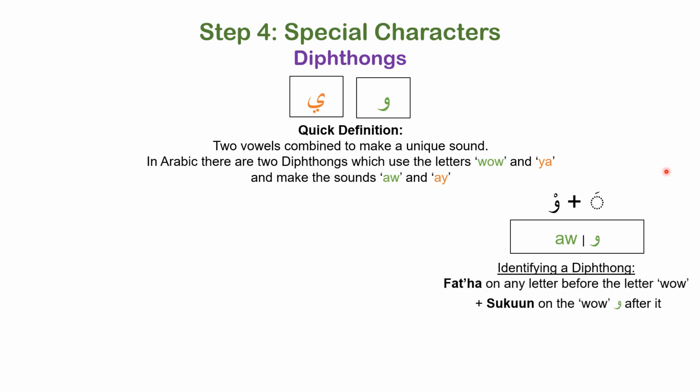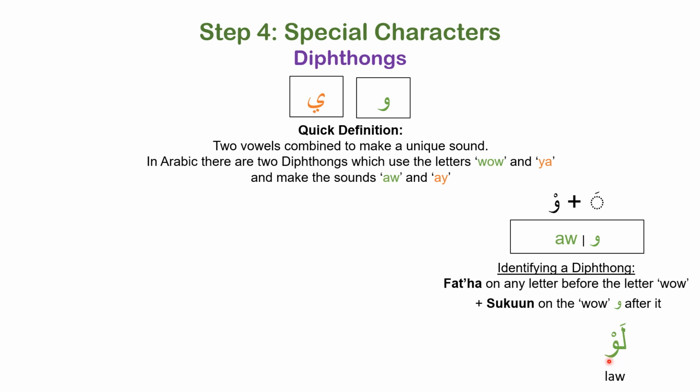So let's have a look at an example. Here we have the word law. Notice on the lam there is a fatha which makes la. Previously, you would think that there is a waw after it, which is a long vowel, and you would think to pronounce this as lu. But since there is a fatha on the lam before the waw, and there is a sukoon on the waw, it is pronounced law. You notice the o sound coming after the lam: la, o, law.